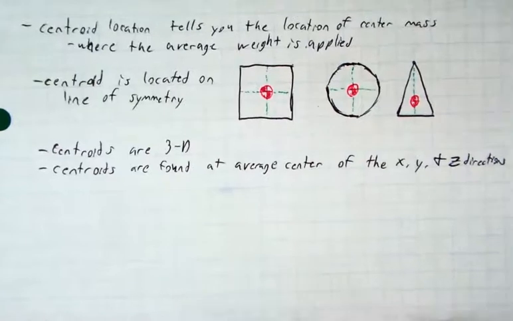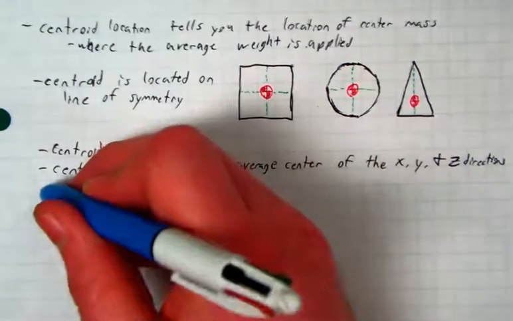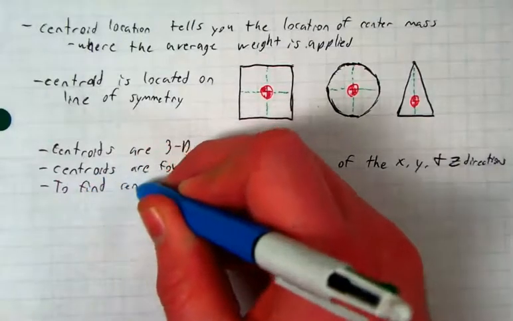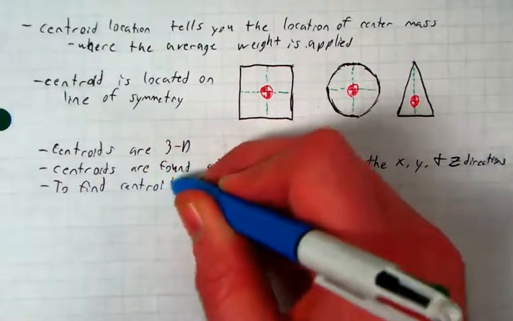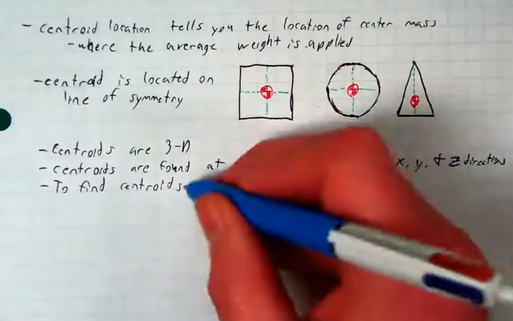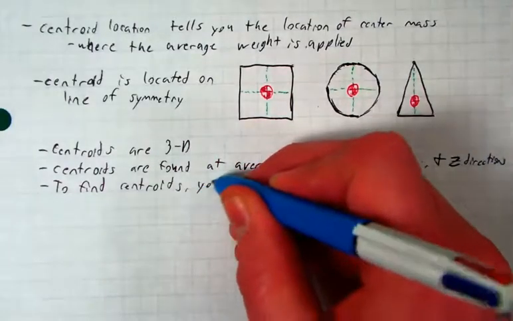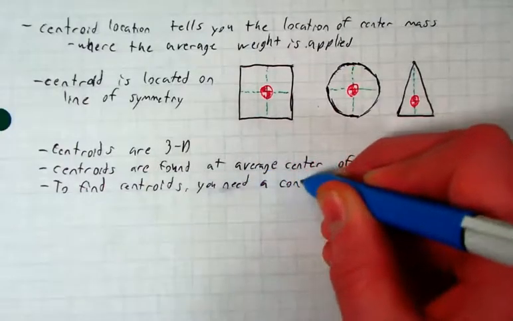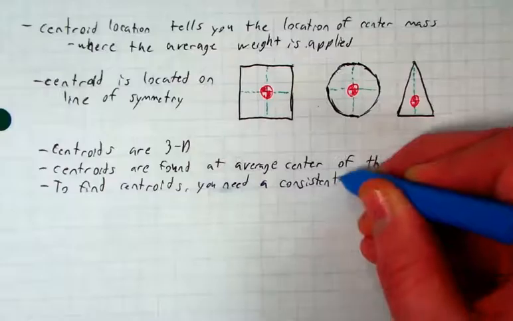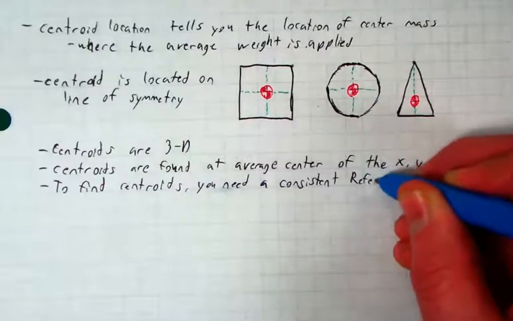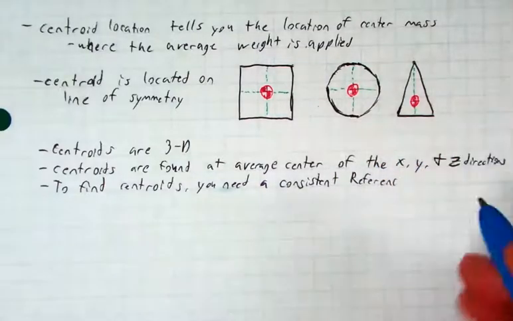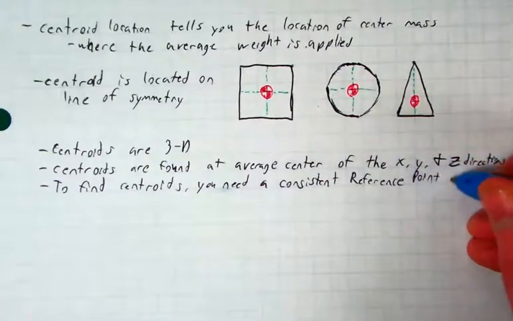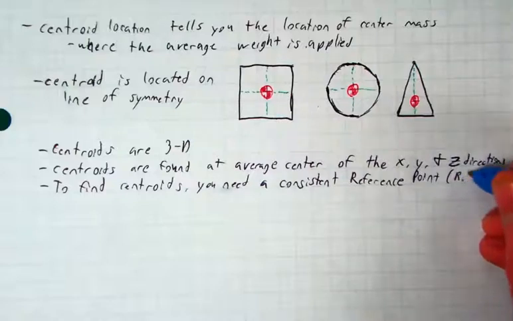Now, a rule you need to follow when finding centroids is that you need a consistent reference point, which I will henceforth label with just an RP. So, parentheses RP.